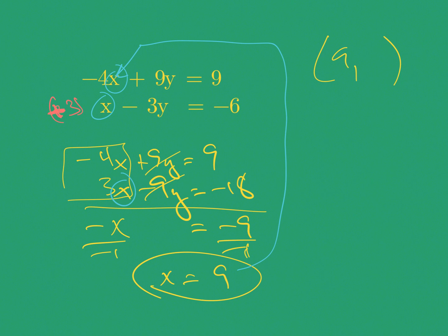Okay? And guys, if you want to do that, if you say, look, I'm always going to put it back in the first one, that's fine. Okay? No big deal. Negative 4, plug in your 9, plus 9y equals 9. Negative 4, plug in your 9, that's why the parentheses are there, plus 9y equals 9. What's negative 4 times 9? Yeah, negative 36 plus 9y equals 9.